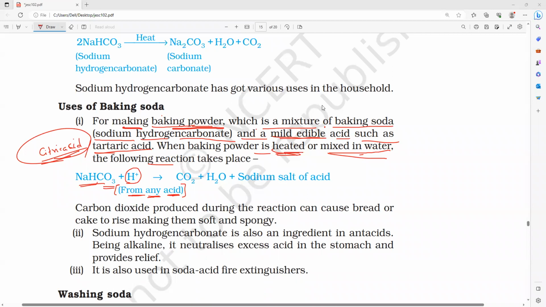Okay. So it will react and it will produce what? Mainly you can check it. What gas will it produce us, everybody?